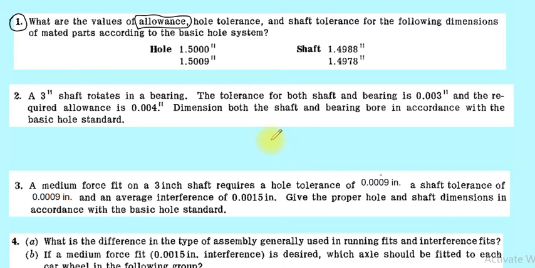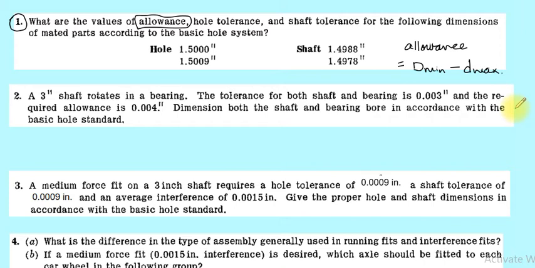Okay, so allowance is actually the quantity which measures the difference of size between the mating parts, and we have actually been doing it in the previous examples. We have already calculated this quantity. Allowance is another name for the minimum hole size minus the maximum shaft size. So according to the notation that we have used so far, this is the definition of allowance.